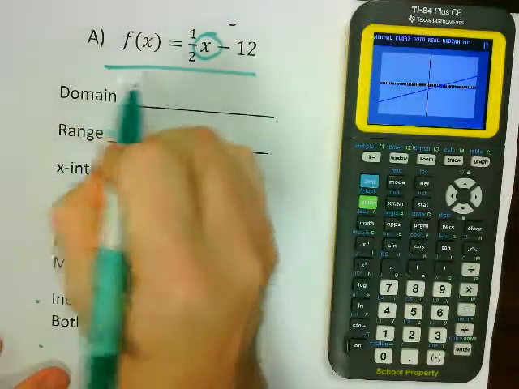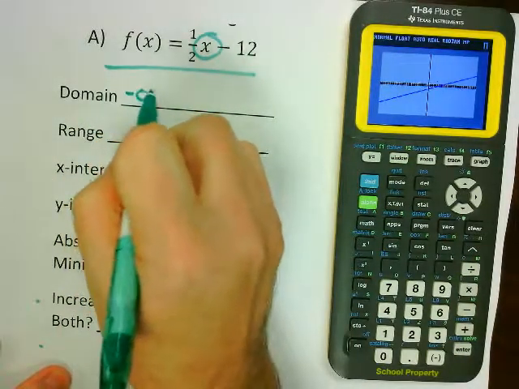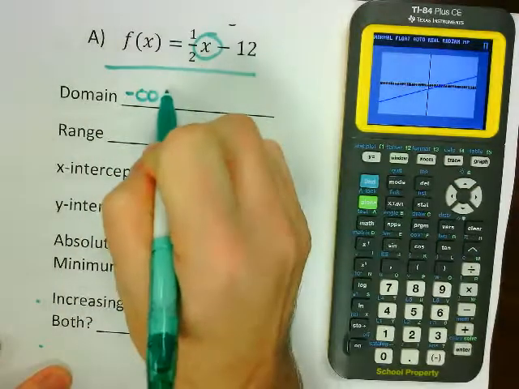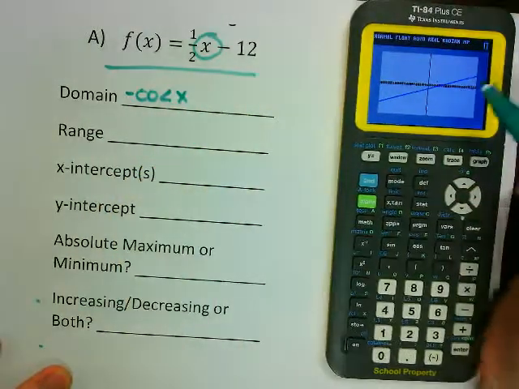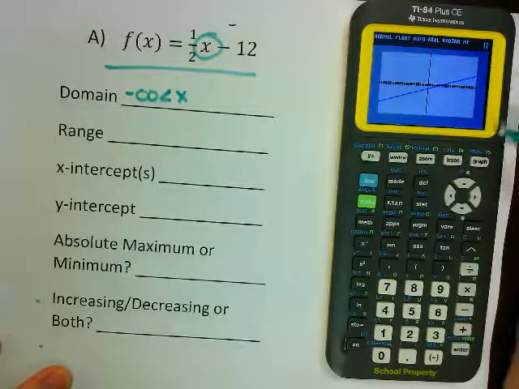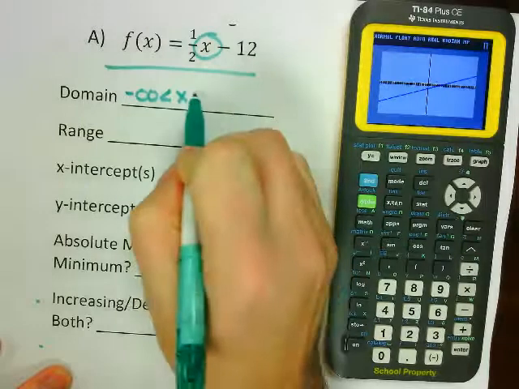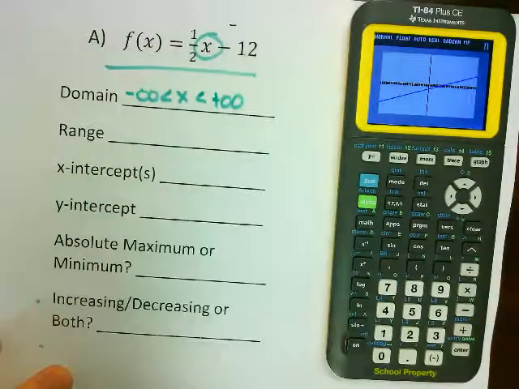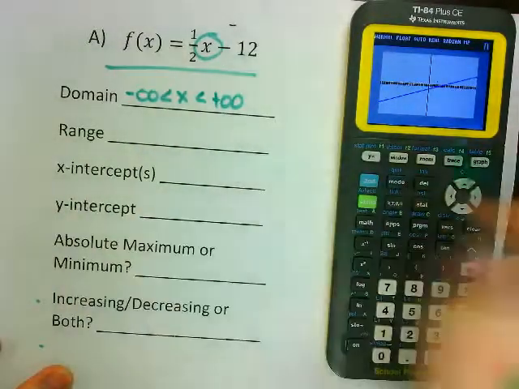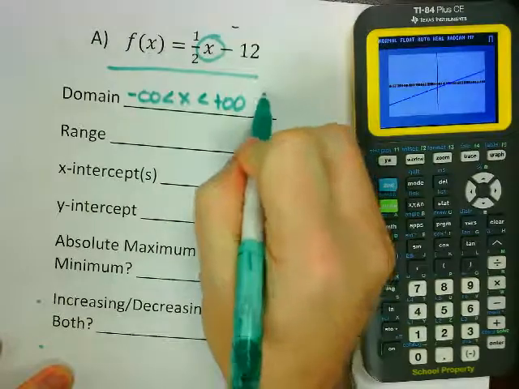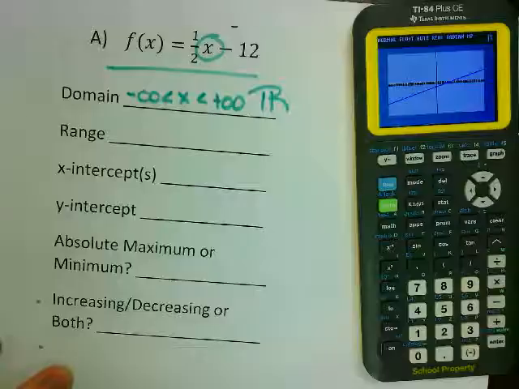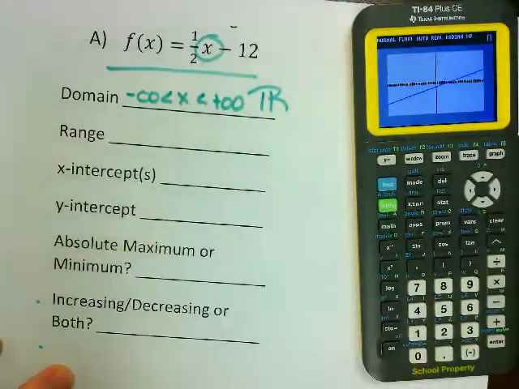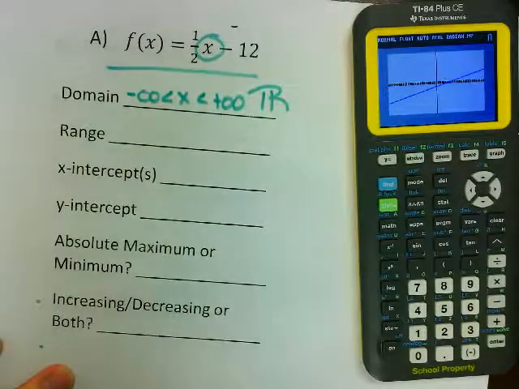So we know for domain that the smallest it can be is negative infinity, which in this case is going to be negative infinity less than x. And on the right hand side, we want the maximum it can be. So we know the maximum it can be is positive 100, or I'm sorry, positive infinity. Okay. And if you want to write it in a short notation, you could use that fancy R that we talked about that stands for all real numbers. So either one of these will work.